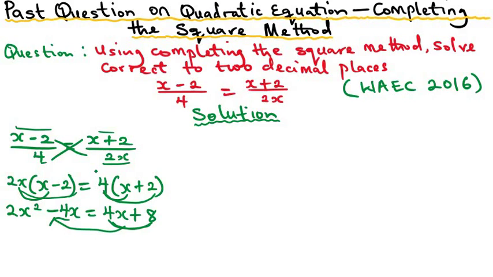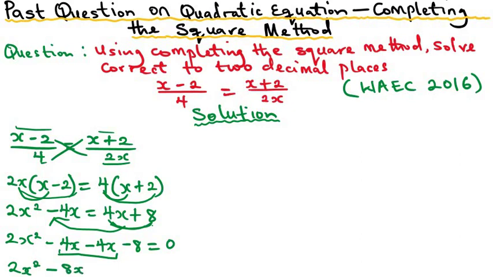So we can express this as a quadratic equation. It becomes 2x squared minus 4x. When 4x crosses the equation sign, it becomes minus 4x. When 8 crosses the equation sign, it becomes minus 8, all equal to 0. Here we have minus 4x, which is common, so we express them together. We have 2x squared, minus 4x minus 4x gives us minus 8x, minus 8 equal to 0.